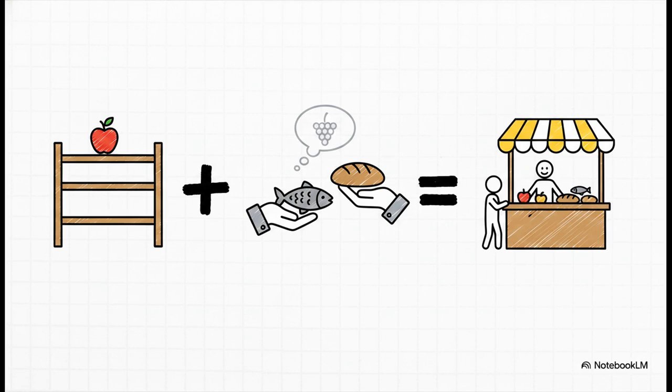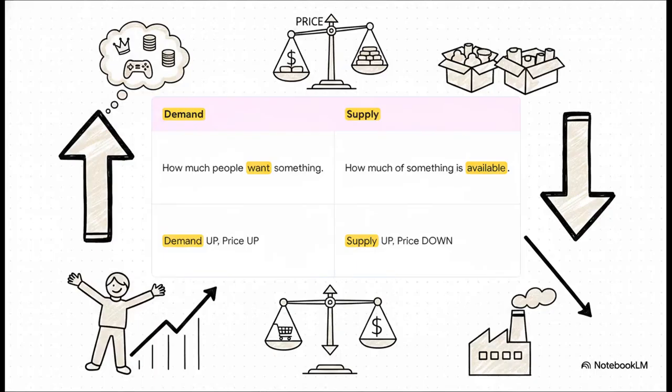So let's put these pieces together. You take the problem of scarcity. You add in our ability to trade with each other based on opportunity cost, and what do you get? Boom, you get a market, which is really just any place where buyers and sellers can get together and do their thing.